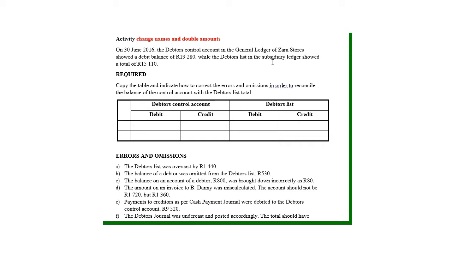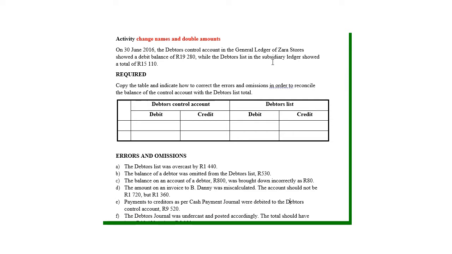Remember, the general ledger is a combination. It's the totals of journals. There's no individuals in there. So that is why we've got the debtors ledger, which has all the individual debtors accounts. And at the end, the two should be the same. So we're going to look at, if they're not the same, how to reconcile them.